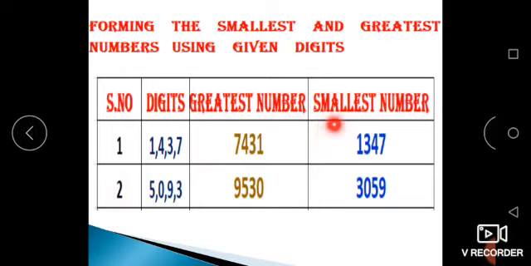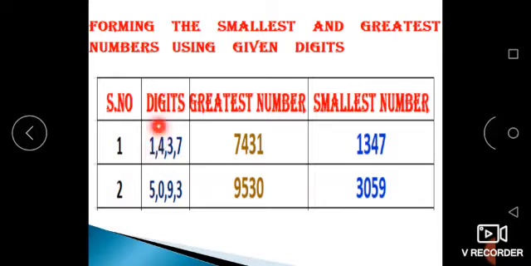Next, we will find the smallest number. Okay, which is the smallest number of these digits, 1, 4, 3 and 7? Yes, 1 is the smallest number, so we will write 1. Next, we find the second smallest number among 4, 3 and 7. Yes, 3 is the second smallest number, so we will write 3.